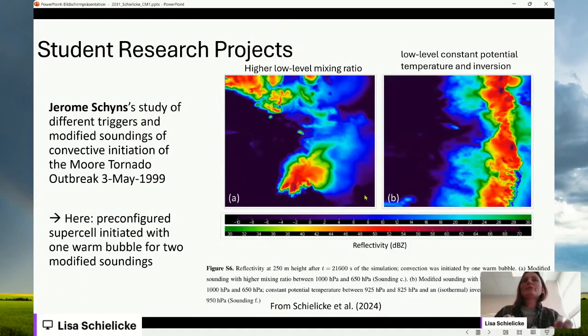And then he tested different trigger mechanisms to observe how this affects the convective appearance or the storm type. For example, here in this case, we have the reflectivity patterns in a horizontal view, and you see here more separated single cells, while the right-hand side with the different sounding gives more of a whole squall line.